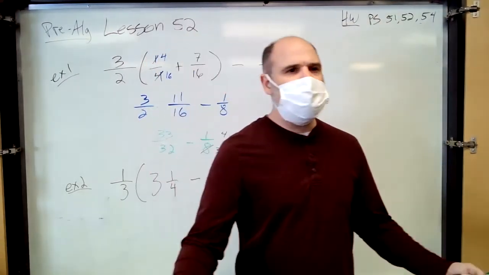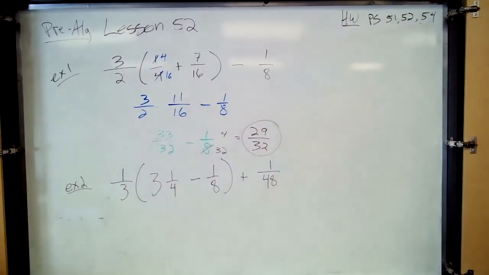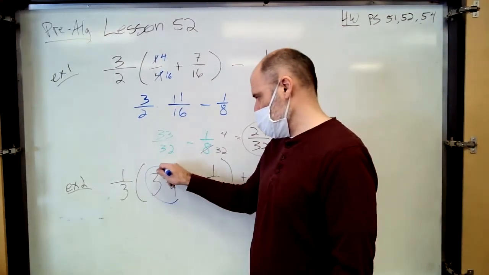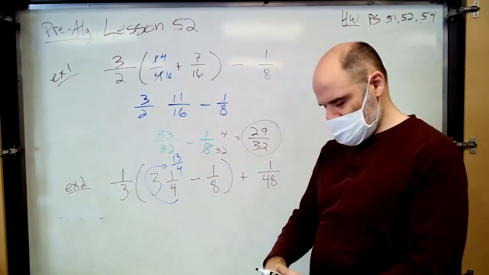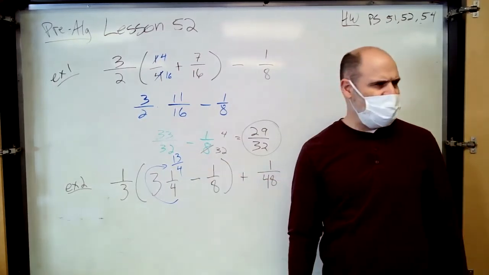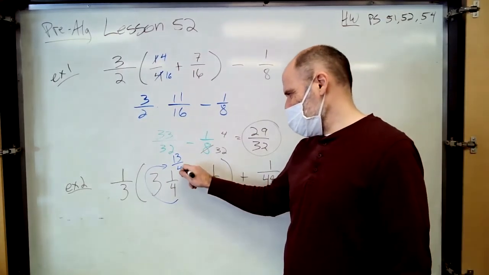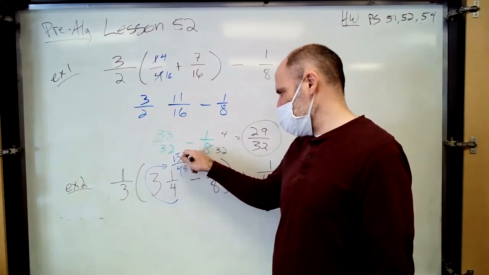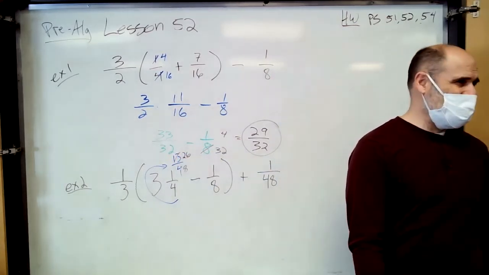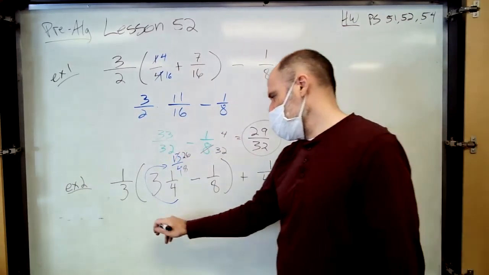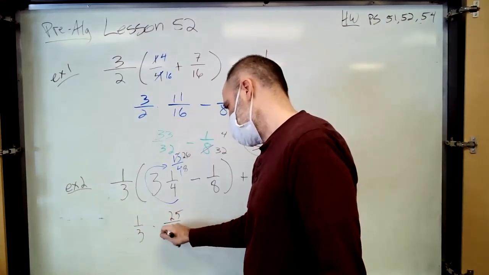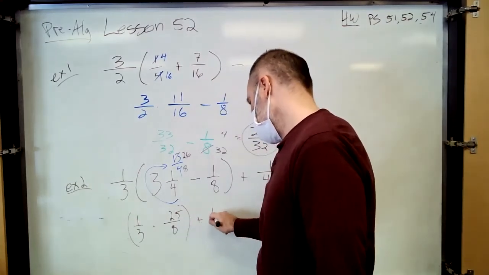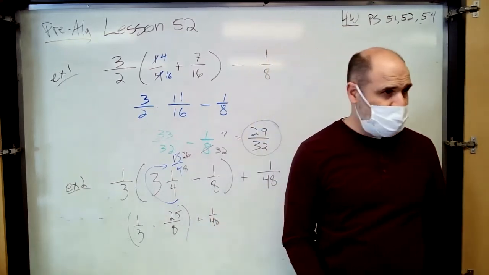All right, you guys have to do it. Let's do this. Since we're multiplying with fractions, we're gonna just change everything to improper first. So what is this? That's 13/4, right? Okay, so what happens when you subtract 13/4 minus 1/8? You change it, right? So that becomes 26/8 minus 1/8. So then you got 1/3 times 25/8, plus 1/48. Okay, now what?